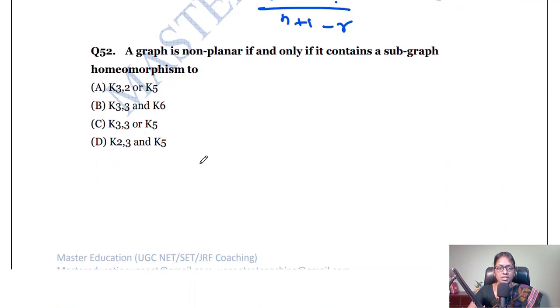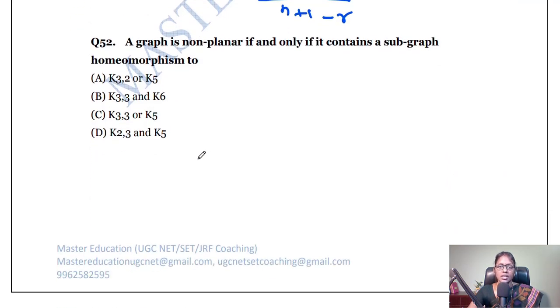The next question is, a graph is non-planar if and only if it contains a subgraph homeomorphic to which one? K3,3 or K5. So this is just a statement. You have to remember that a graph is non-planar if and only if it contains a subgraph homeomorphic to K3,3 or K5.